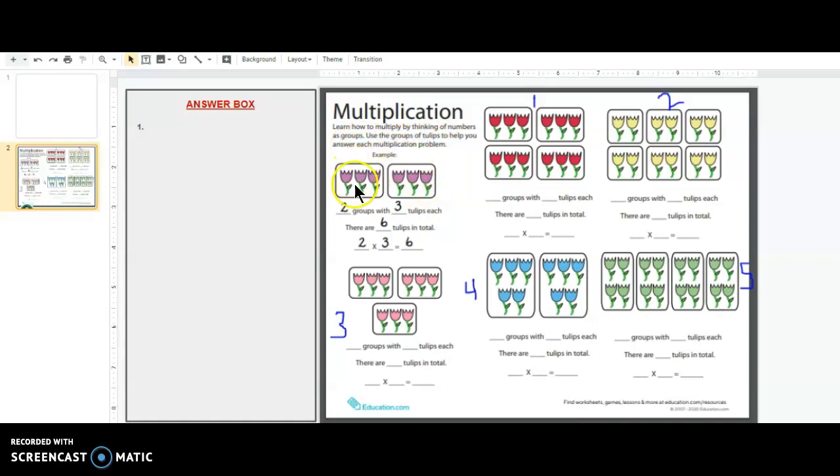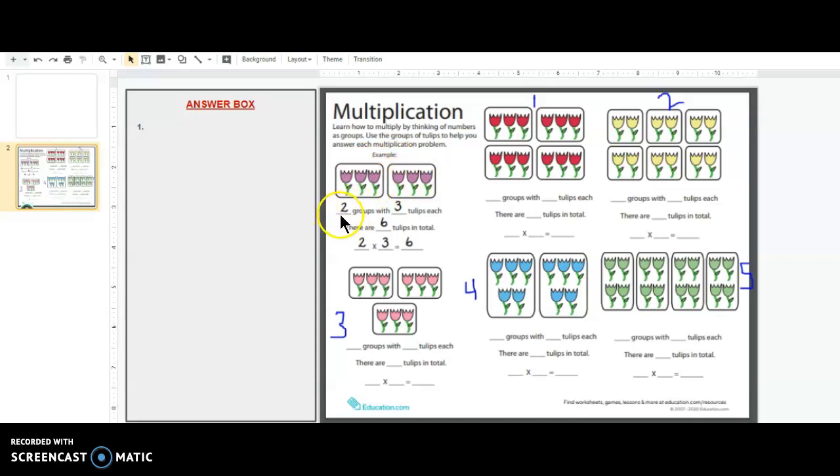Here's the first example. So the example here gives us a total of 6 tulips, right? And we're going to divide them evenly into a group. So when we see them circled here, that's one whole group or a set, okay? So we have 1, 2, 3 tulips inside of each group. How many groups do we have altogether? Well, we have 1, and here's another. So we have 2 groups of 3.